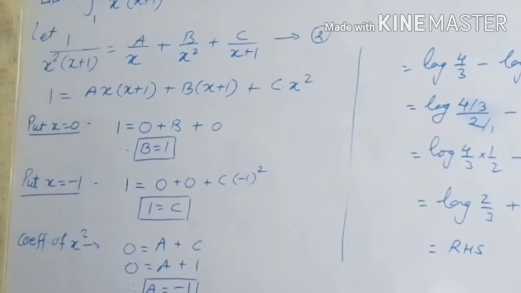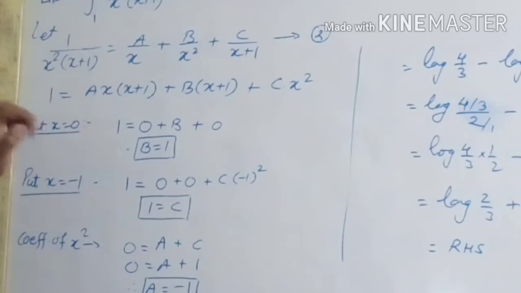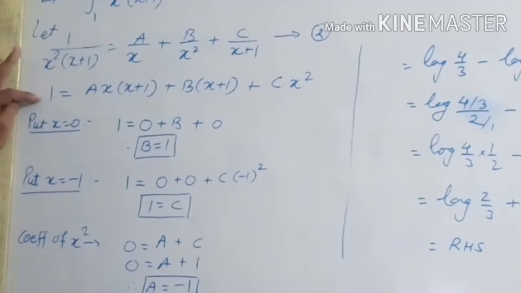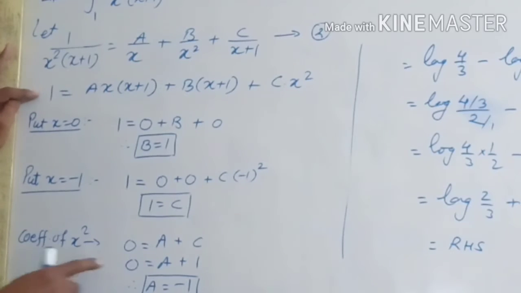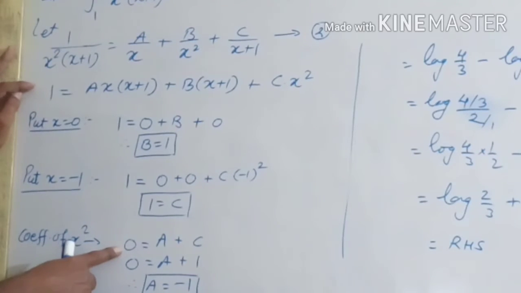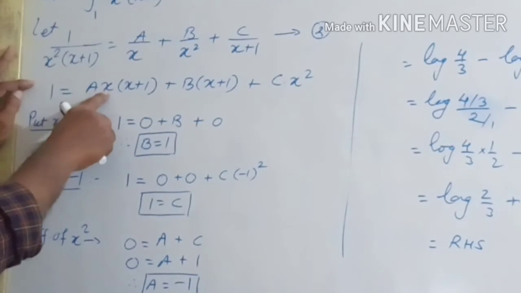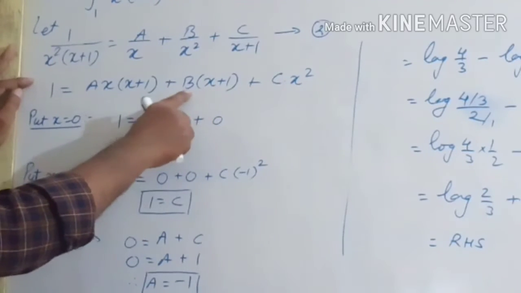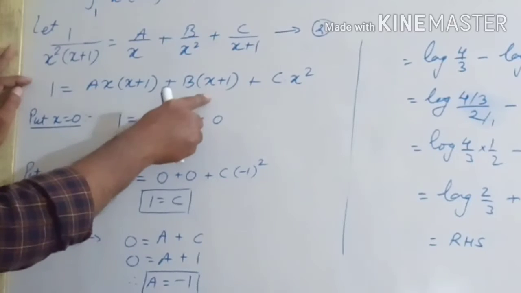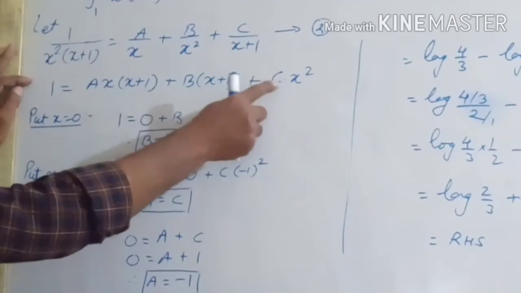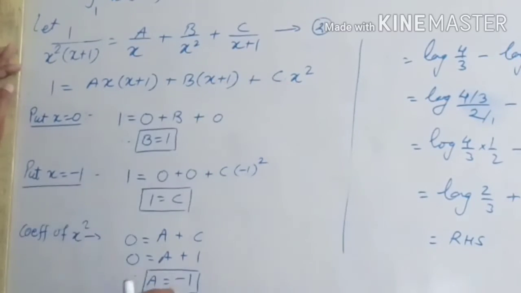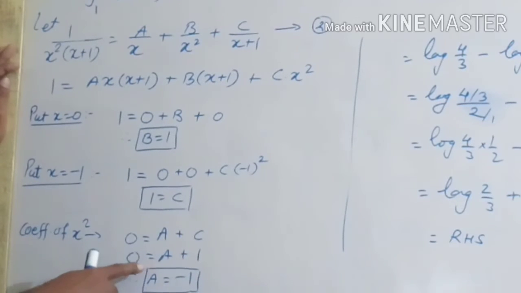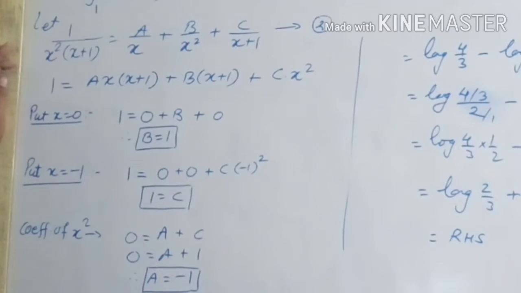Now compare the coefficient of x square. On the left side there is no term such as x square, so the coefficient of x square will be 0. And here a into x square, so the coefficient is a, and in the second term there is no term of x square, so leave it. And here the coefficient of x square is c, so a plus c is 0, and c is 1, so a is -1.